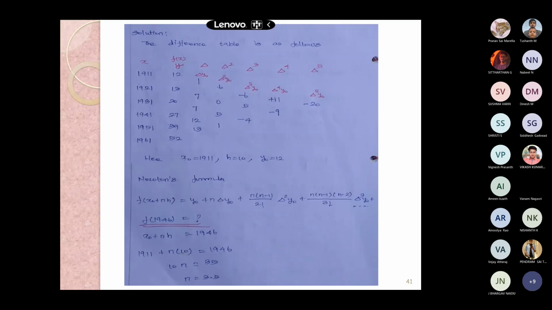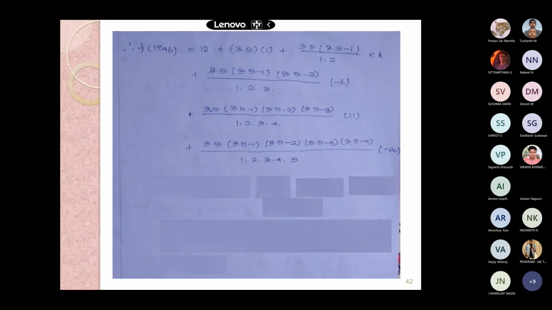So x naught plus n into h is equal to 1946. To find the n value, I apply the value of x naught and h. The h is obviously the difference in the years 1911, 1921, and it is uniform for the rest of the years. 10n is equal to 35, since subtracting 1911 from 1946 gives 35, so n is equal to 3.5. This is the application of the Gregory Newton forward interpolation formula.